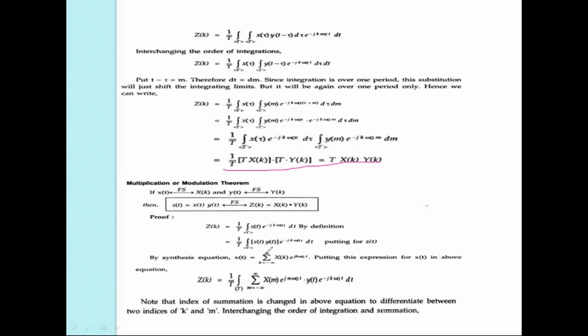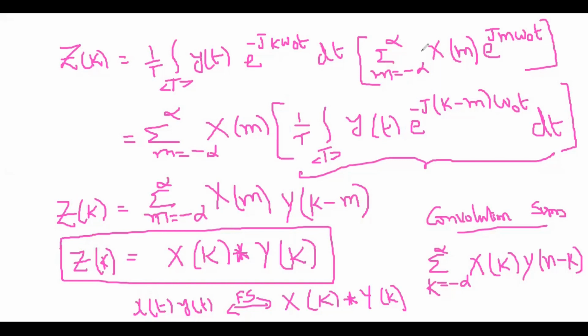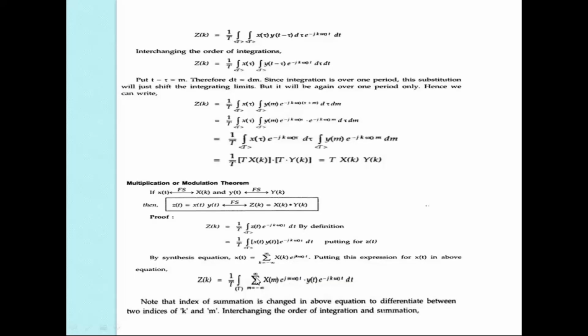So x of t is substituted as the sum of m equals minus infinity to infinity x of m e power j m omega naught t. So directly, what we took as k previously, I explained here, is replaced with m as a variable. The sum of m equals minus infinity to infinity x of m e power j m omega naught t, and the remaining function, the y of t e power minus jk omega naught t dt.